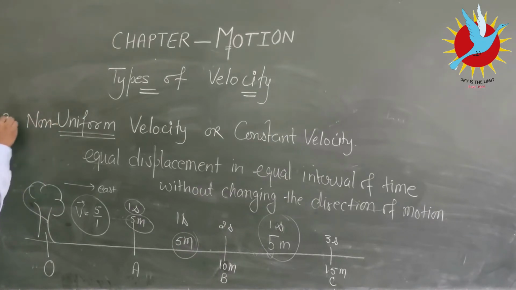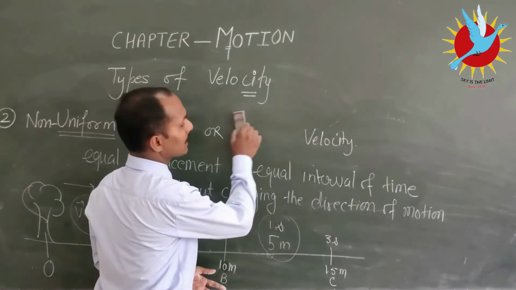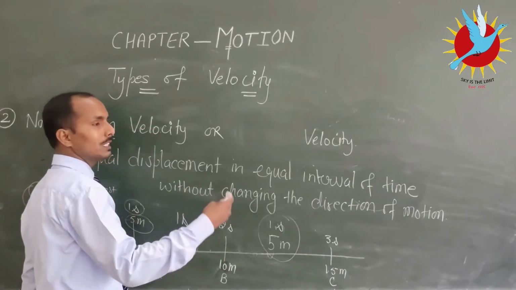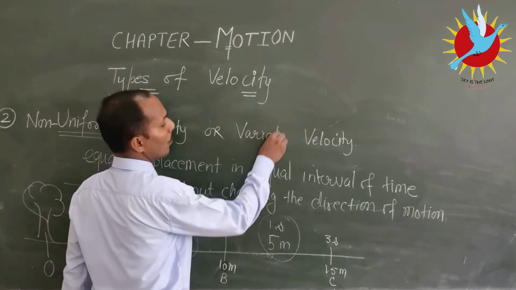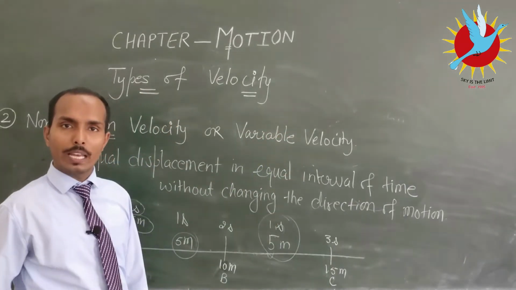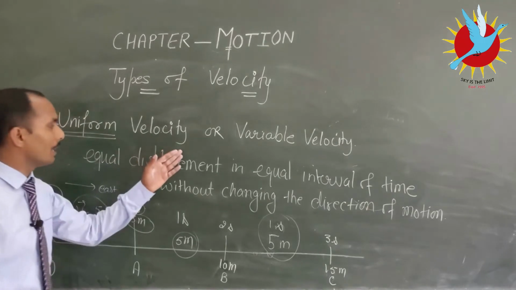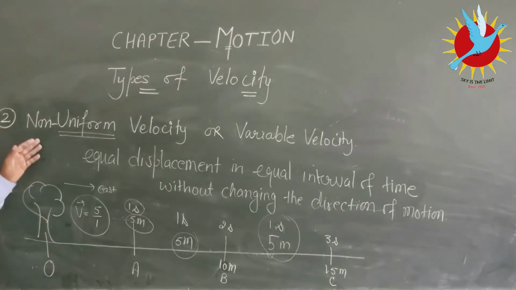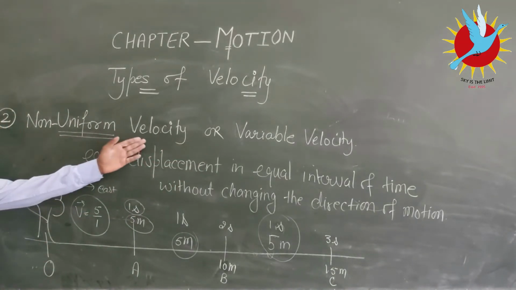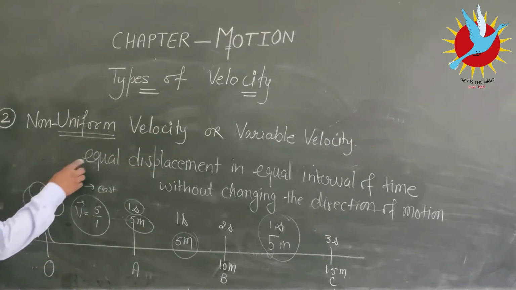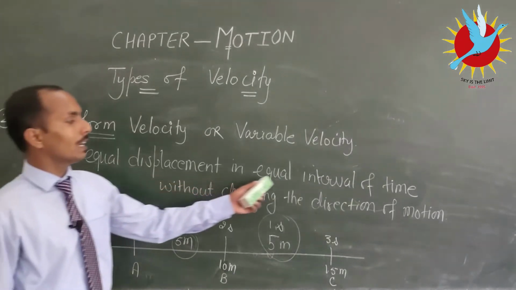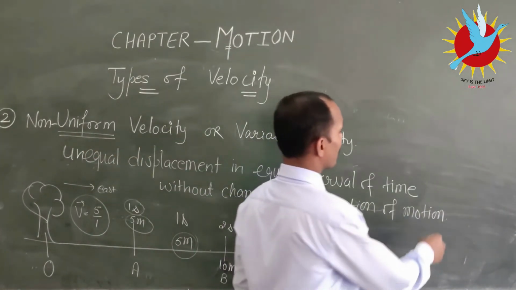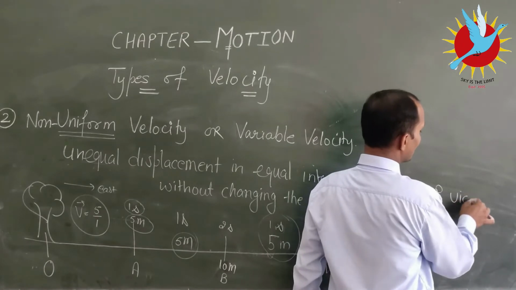The second type is non-uniform motion. The other name, same as in speed, is variable velocity. A body is said to have non-uniform velocity or variable velocity when it covers unequal displacement in equal intervals of time, or vice versa. You can write it as vice versa.